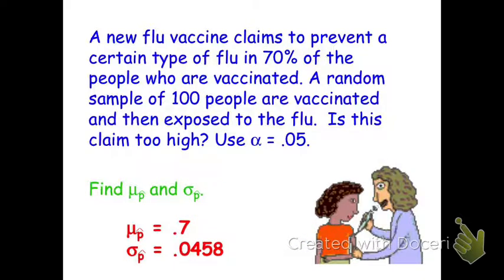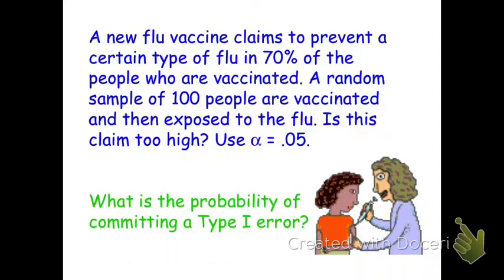Alright. Okay, so the first step if you're wanting to calculate beta and power is you find the mean and the standard deviation. So that is step 1. So put step 1 next to it. And this is calculating type 2 error and power.